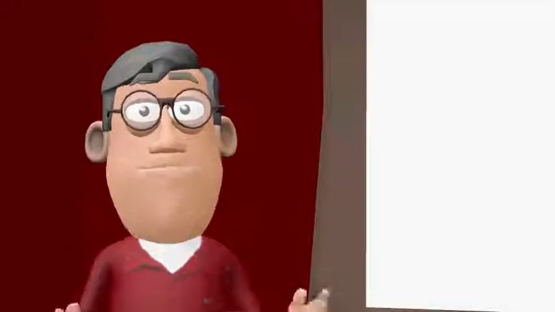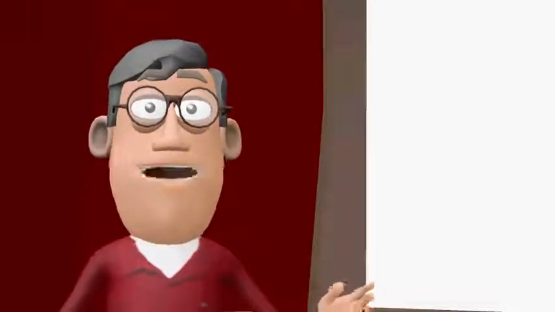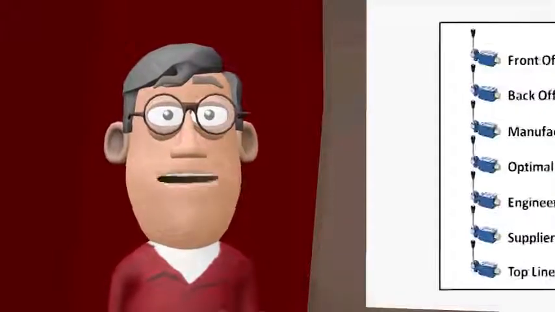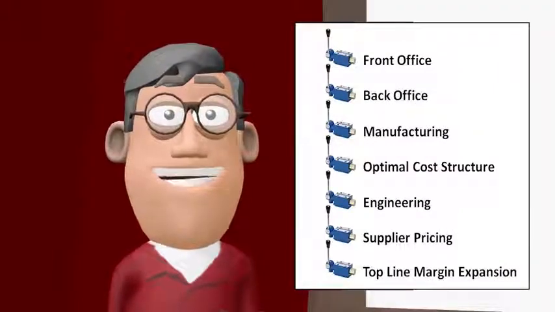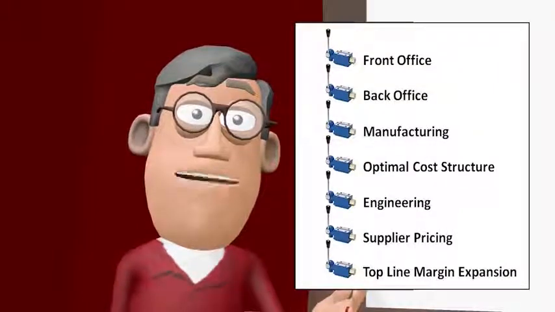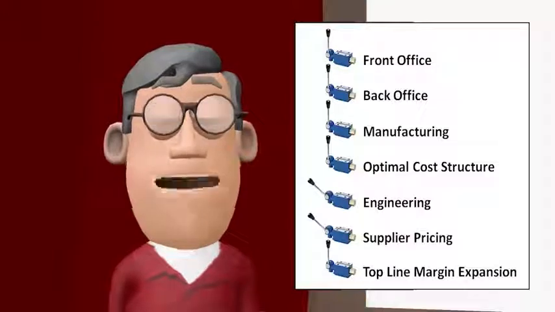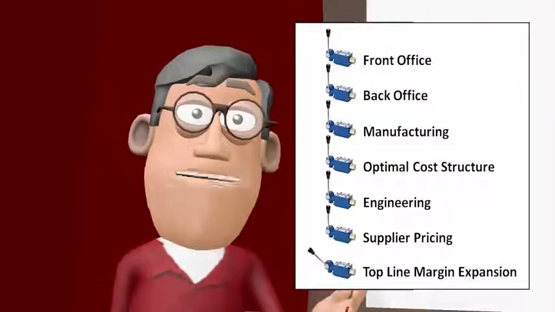So now that we know a little more about revenue, variable costs, and fixed costs, and how they affect operating income and operating leverage, let's see how we can apply specific levers to improve each element and create positive business impact. In your line or business function, these levers may include improving processes for front office, back office, manufacturing, and right-sizing cost structure. We can also apply levers to reduce product costs through engineering improvements or supplier pricing reductions. Lastly, we can address product pricing and margin leakage through top-line margin expansion.